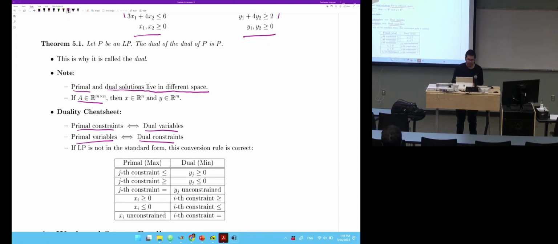And if the LP is not in the standard form, you can get this kind of correspondence. What I showed you is just when you have only this constraint and all the x are at least 0. That's why you get all the y at least 0 and the constraints of the dual are at least. But if it is not standard form, you can check that the correspondence looks like this.